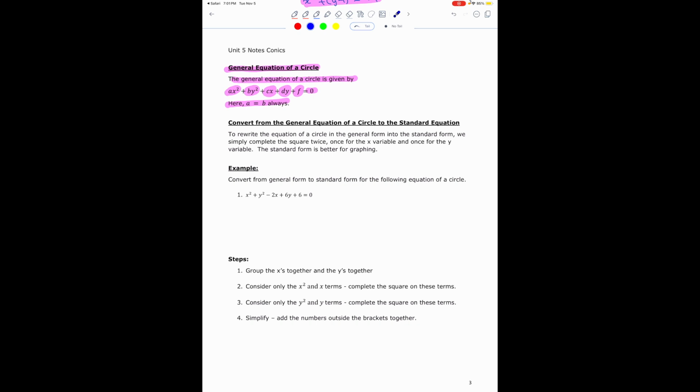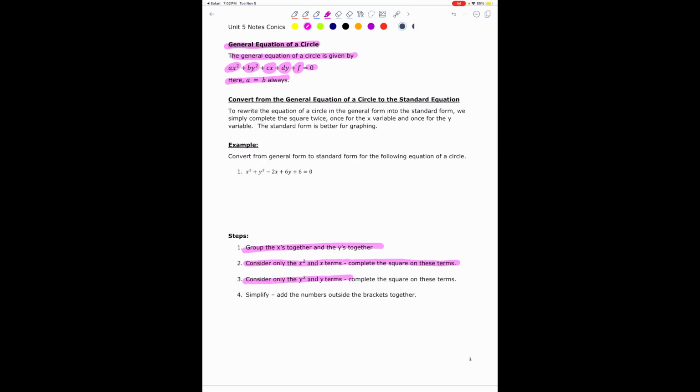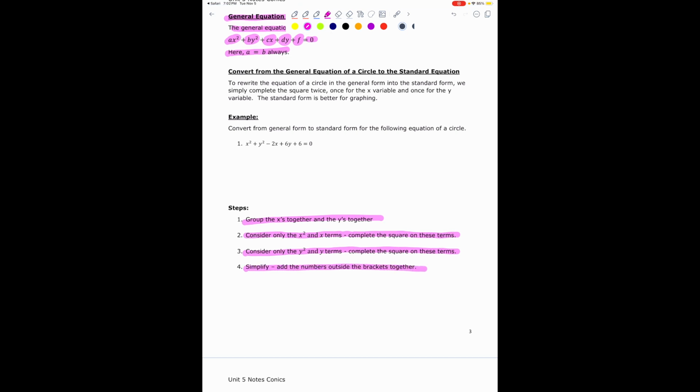Convert from general form to standard form for the following equation of a circle: x squared plus y squared minus 2x plus 6y plus 6 equals 0. I can identify this is actually a circle because the coefficient of x squared is the same as the coefficient of y squared, which is 1. The first step is to group the x's together and the y's together, and then consider only the x squared and the x terms, and complete the square for those terms. Consider the y squared and y terms and complete the square for these terms, and then we're going to simplify and add the numbers outside of the brackets together.